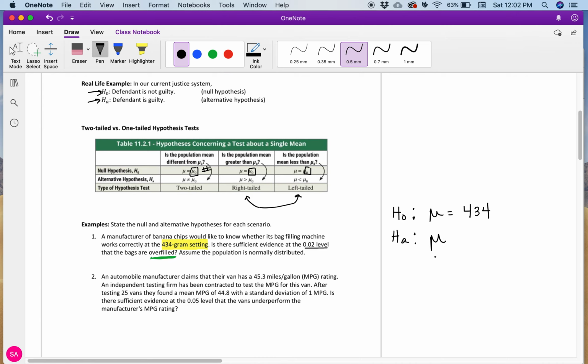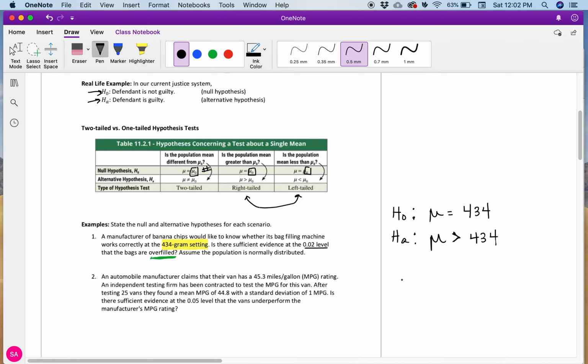It's going to start with a mu, because they all start with mu. But then we have 3 options. Is it a not equals? Is it a greater than? Is it a less than? Well, they want to know if the bags are overfilled, as in, are they being filled with more than 434 grams? So that is the greater than symbol. We're going to test to see if the bags are being filled with more than 434 grams. So that is our null and our alternative for problem 1.